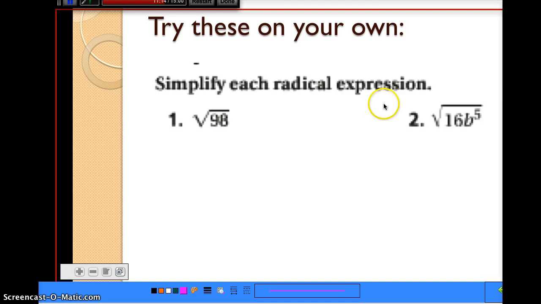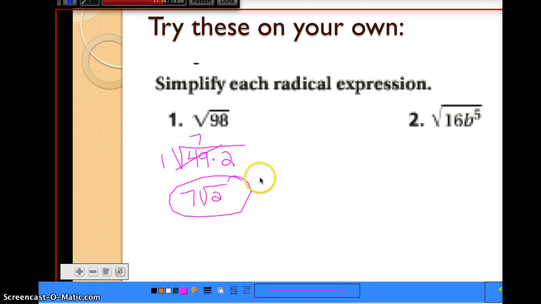All right, simplify each radical expression. Square root of 98. It's not a perfect square. If you think about the perfect squares that we listed before in the last screen, 49 times 2 gives me 98, and 49 is a perfect square. It's 7. 7 times 1 is 7. Square root of 2, fully simplified. Okay, make sure it's fully simplified.